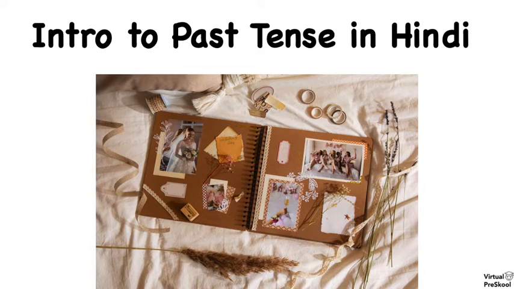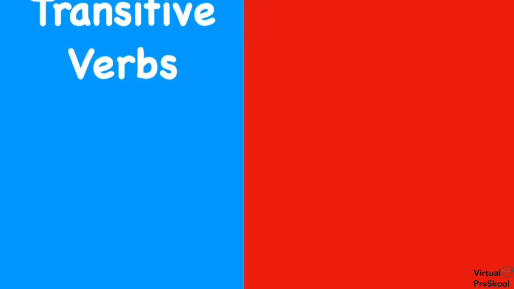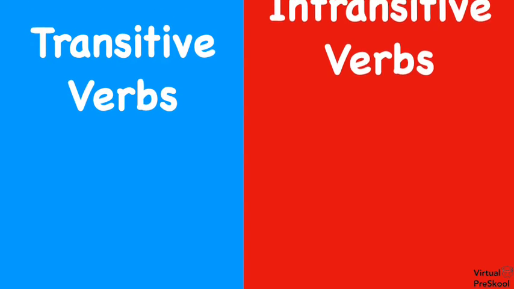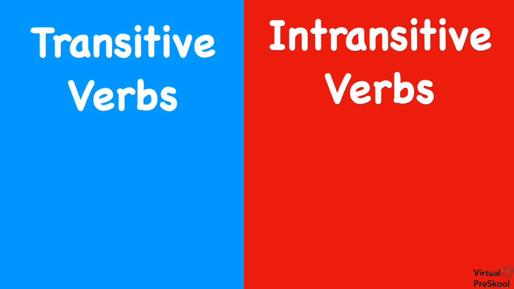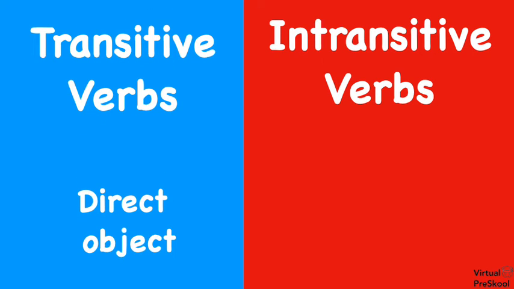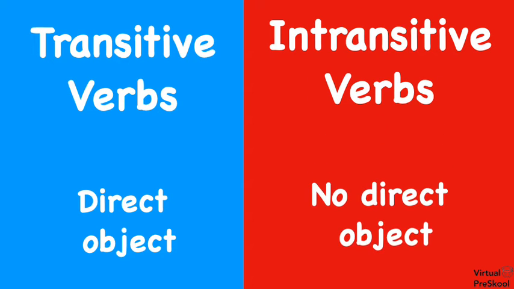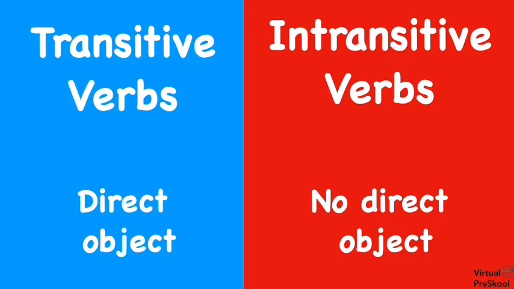In this video, we are going to review the intro to speaking in past tense in Hindi. We're going to review what you learned in class about verbs as well as subject pronouns. There are two types of verbs, transitive and intransitive. Transitive verbs have a direct object, and intransitive verbs do not have a direct object.